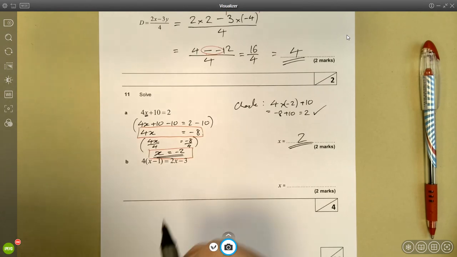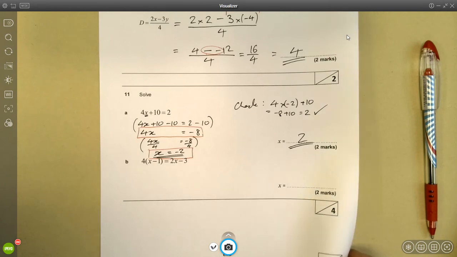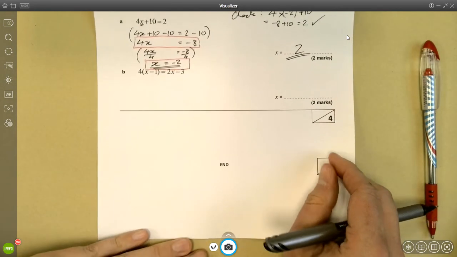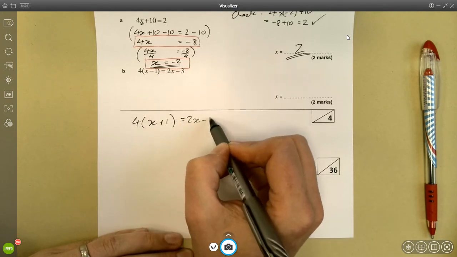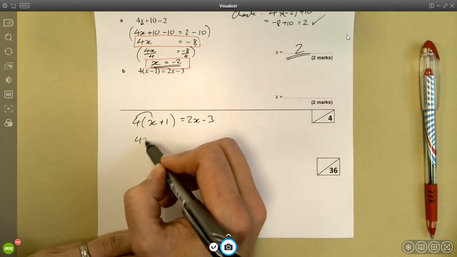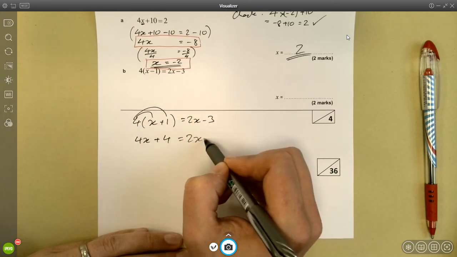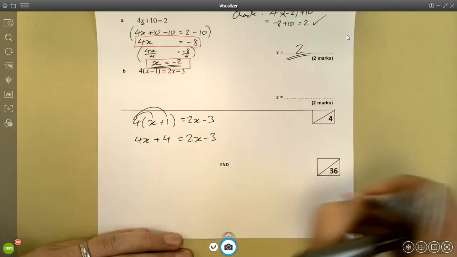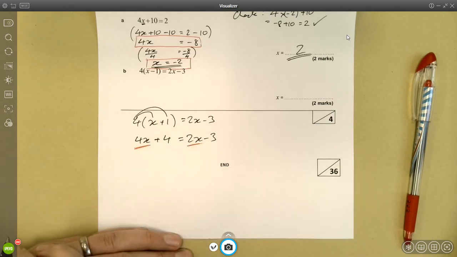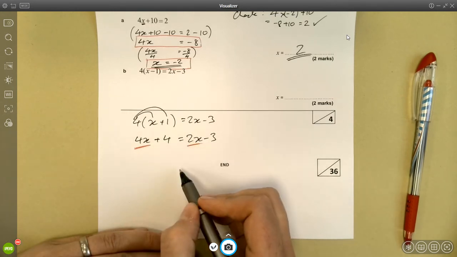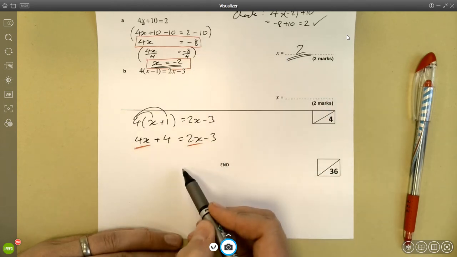Okay, next bit. Let's expand the brackets out first. In fact, I'm going to just use a bit of the space here on this page. Four times x, 4x. 4 times 1 is 4, is equal to 2x minus 3. So the issue here is we've got x's on both sides. Look for the least x. The least x here is 2x, so let's subtract that from both sides. Now I'm not going to write the thinking steps in here, I'm just telling you. We're subtracting 2x from both sides.